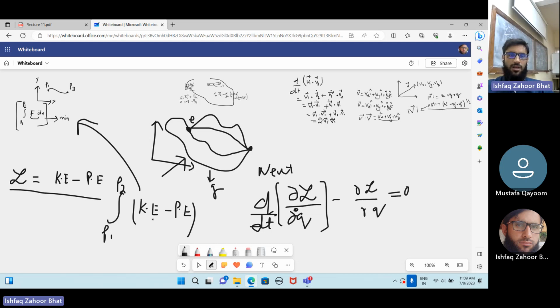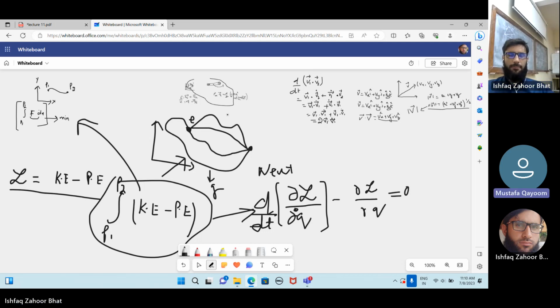So this integral problem has been changed to a differential equation. This is the corresponding differential equation: d by dt of the partial derivative of the Lagrangian with respect to the variables. For example, if there is x and y, then partial Lagrangian by partial x dot, d by dt of that, minus partial Lagrangian by partial x, equal to 0.